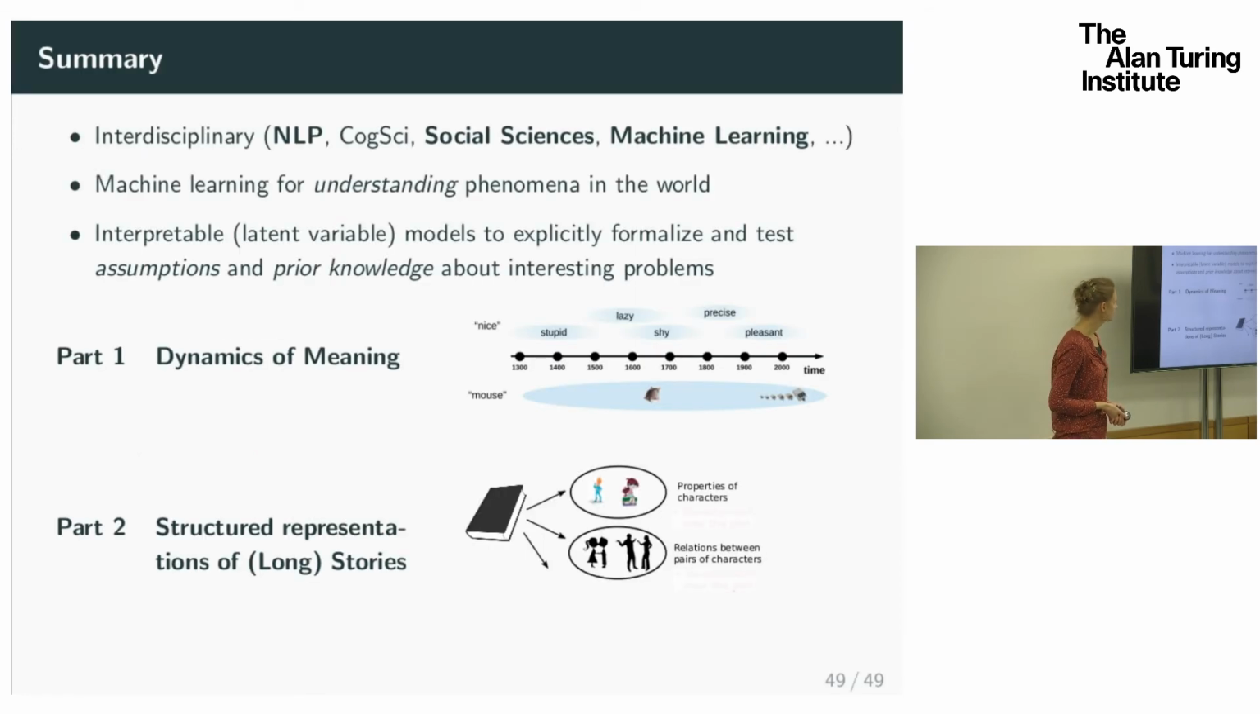And to summarize the talk, I showed you two examples of recent work that I've done, where I tried to be interdisciplinary, using natural language processing and machine learning techniques at scale to induce understandable, interpretable representations, both of how meaning changes over time and separately of how book plots are structured and can be represented in an understandable way.